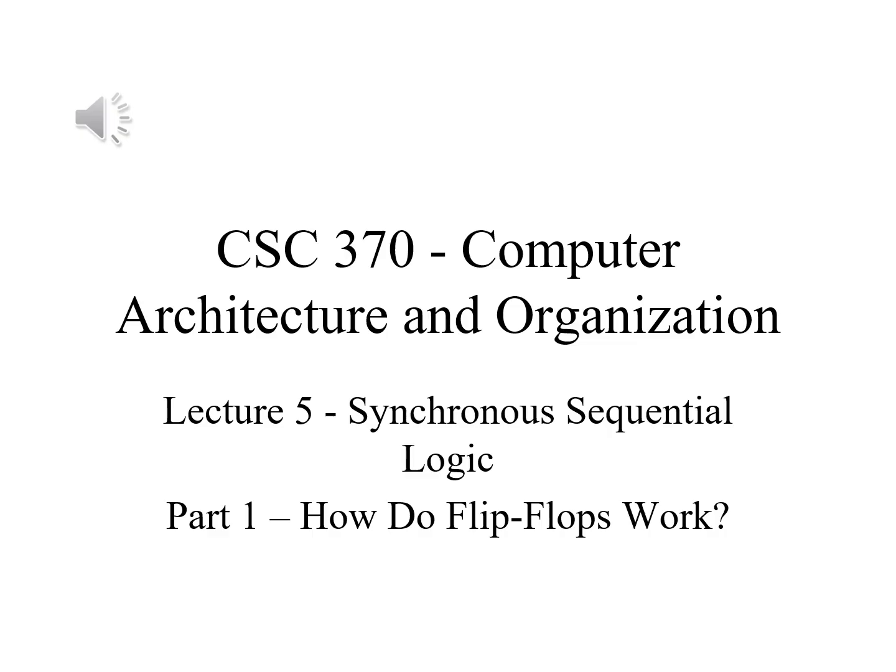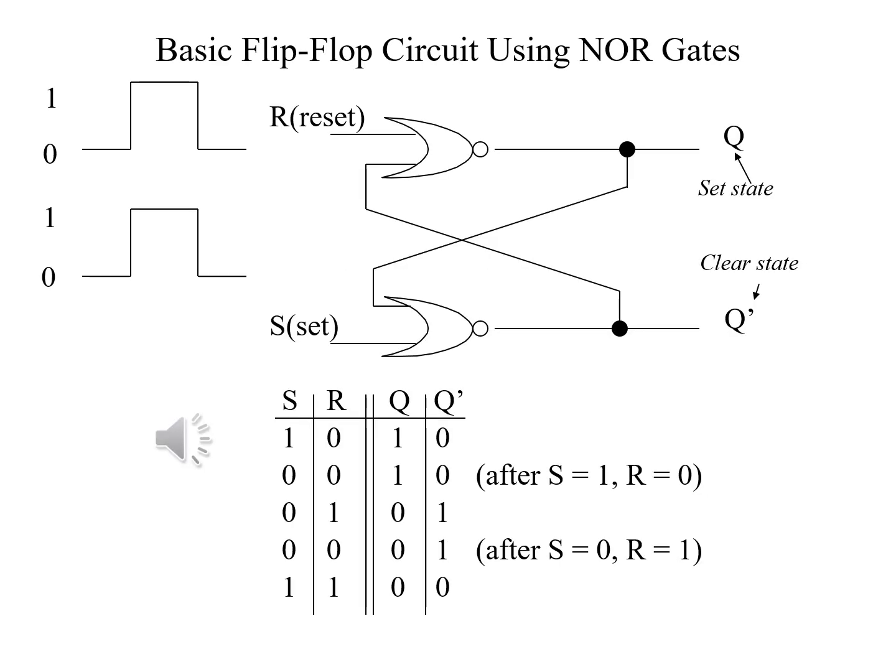In part 1 of lecture 5, we will answer the question, how do flip-flops work? This is a basic RS flip-flop implemented using NOR gates. R stands for reset, clearing the flip-flop to 0. S stands for set, setting the flip-flop to 1. If both S and R are cleared to 0, there is no change.